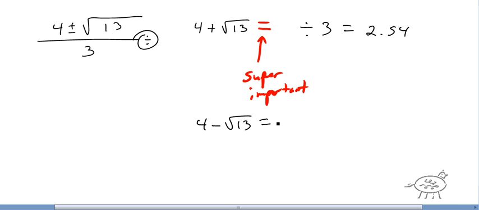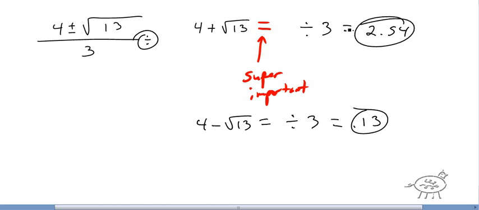So 4 minus the square root of 13 gives me 0.3944, which is great. But then I'm going to divide that by 3. And I get 0.13 if I, again, round to the nearest hundredth. So those are my two answers for that problem. They're really not difficult, but you have to know how to use your calculator and make sure you type it in correctly in your calculator.